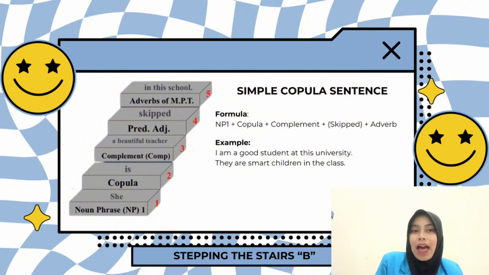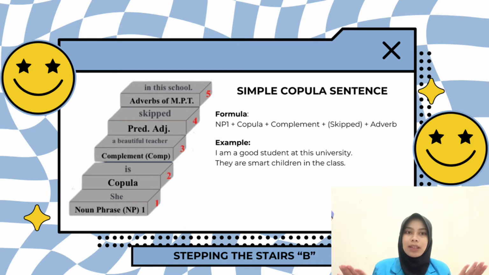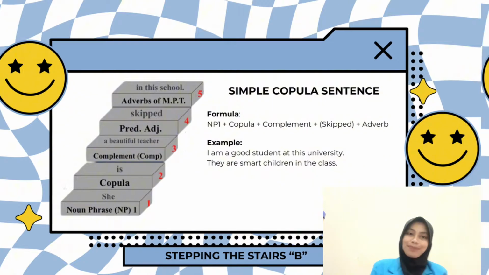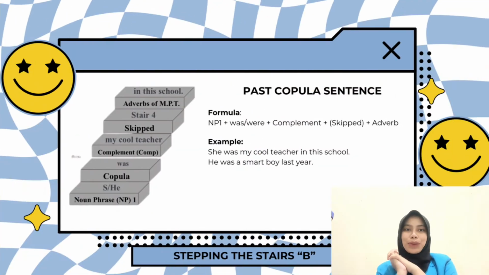And then I think you guys need more examples. I'm a good student in this university. And then the next example is they are smart children in this class. That's stair 1. So we get to stair 2, which is called the past copula sentence.